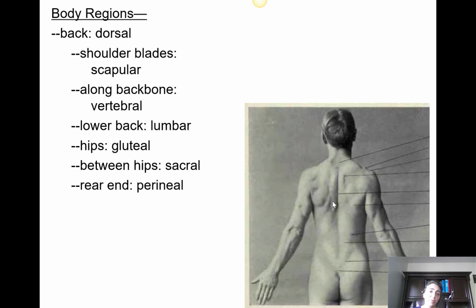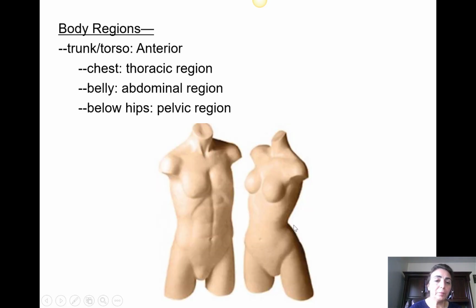So in the picture, regarding the back or dorsal, as you see here, you have the shoulder blade here. You see the lower tip of the shoulder blade here, and this is the rest of that here. Then you have the vertebral area in the middle here. You have the lower back or lumbar area in this area, and you have the hips or gluteal here, and you have the sacral area in this area, and the rear and down is perineal.